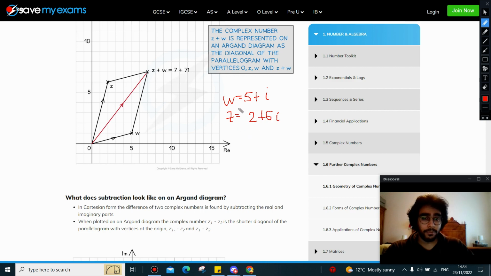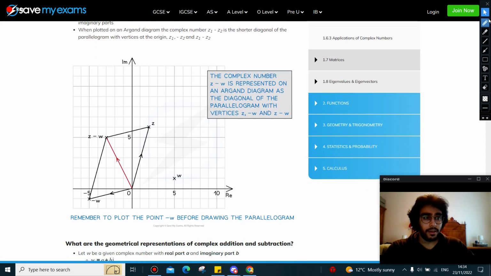How do you add them? Well, you add them as usual. So 5 plus 2 would be 7, 1i plus 6i would be 7i, and that would be your addition, z plus w. How do you sketch it in the geometric way? Well, you find the 7 in your real part and the 7i in your imaginary part, and you find your point, and then you draw this red line. That would be your addition. It works in a similar way for subtraction. You just subtract them as usual. So z minus w, and then you find the coordinates, and then you find the point, and you draw a line from the origin to that point. And that would be a vector representation, and that would be subtraction.